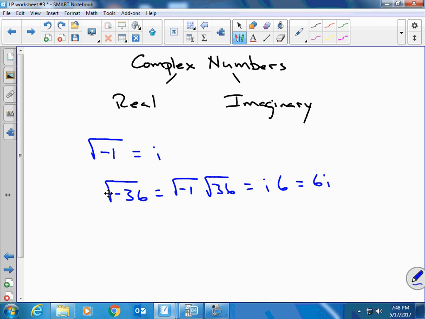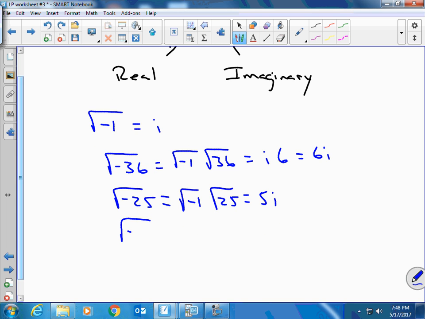Now, all of a sudden, I can find the square root of a negative when before I couldn't. What's the square root of negative 25? Using the same logic, the square root of negative 1 and the square root of 25. The square root of 25 is 5. The square root of negative 1 is i. And so it's pretty straightforward. Once I understand that basic pattern, I take the square root of the real part, take the square root of the negative and make it an i, and I get my answer to the square root of a negative.